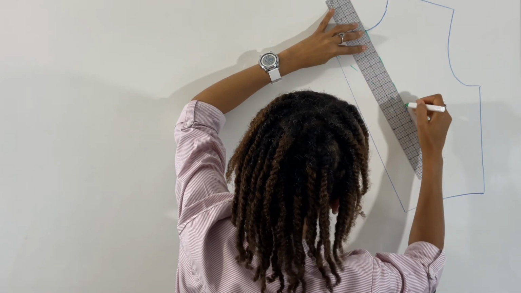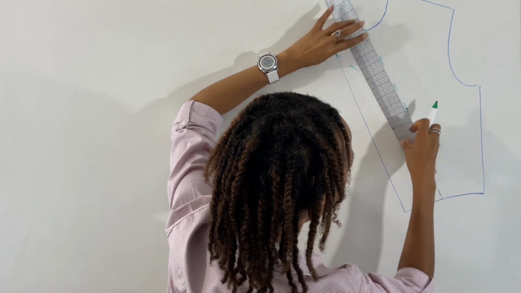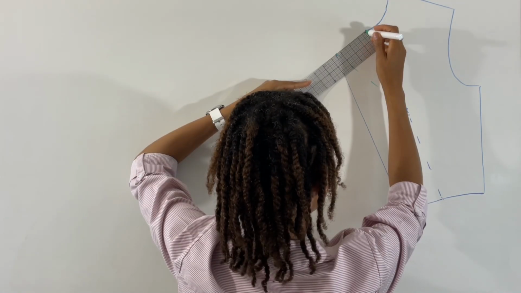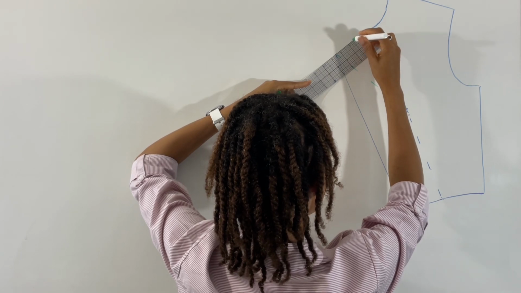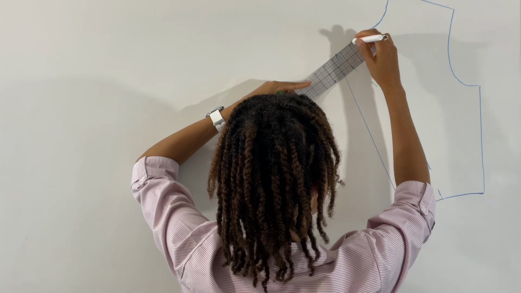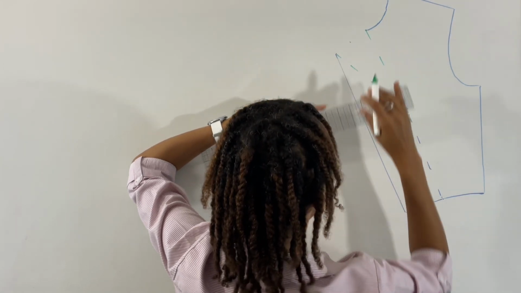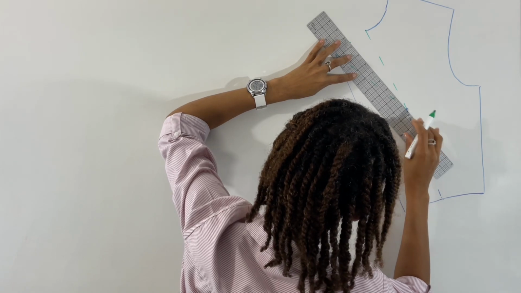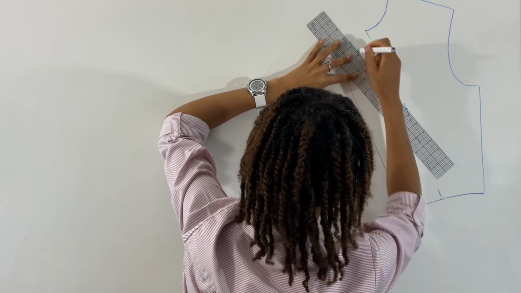So that's why I'm just doing a dotted line here. You're going to measure across here. This is 3.5 inches, so half of this is 1 3/4 right here. All right. But now you have this point here, and you're going to connect it to the bust point.